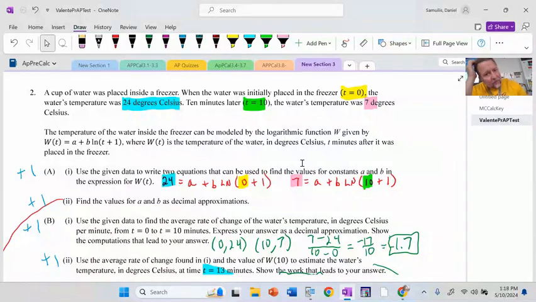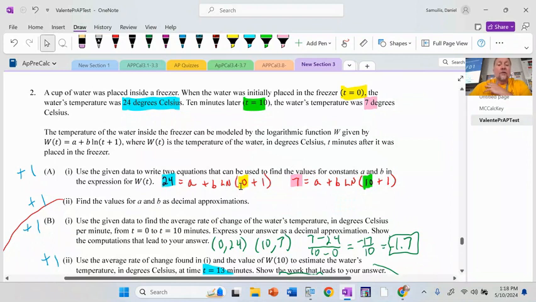All right, input, say it. Output. So 0, comma 24 is a point, and then 10, comma 7. So you start at 24 degrees Celsius at time 0. After 10 minutes, you're at 7 degrees. So the first thing they ask you to do is find two different models with those points. So 0 for T, 24 for Celsius, 10 for T, 7 for Celsius.